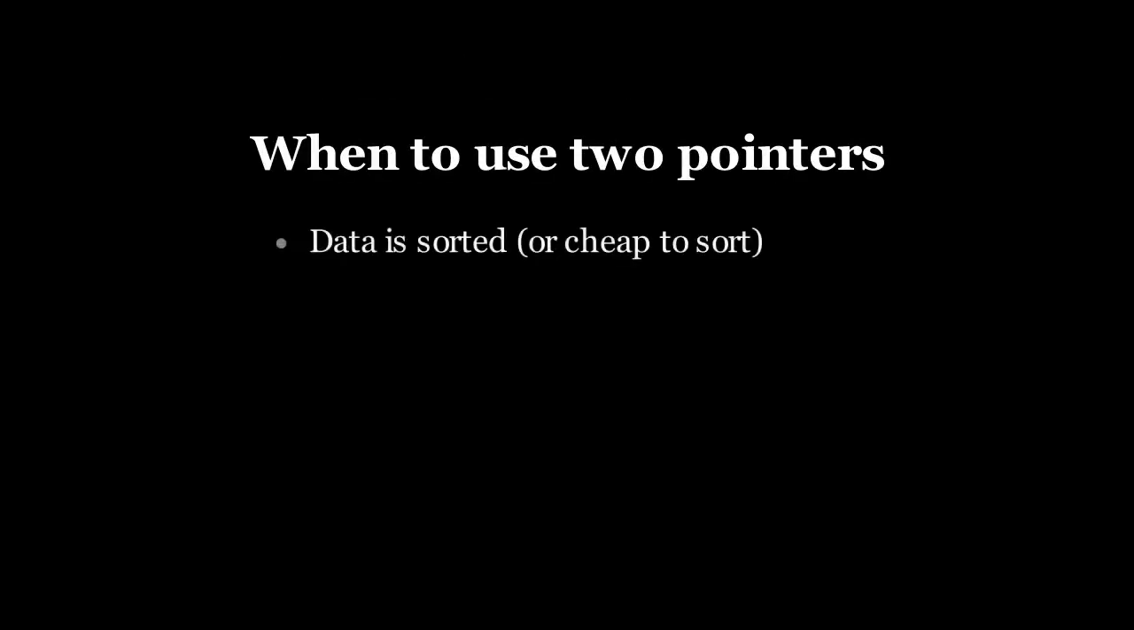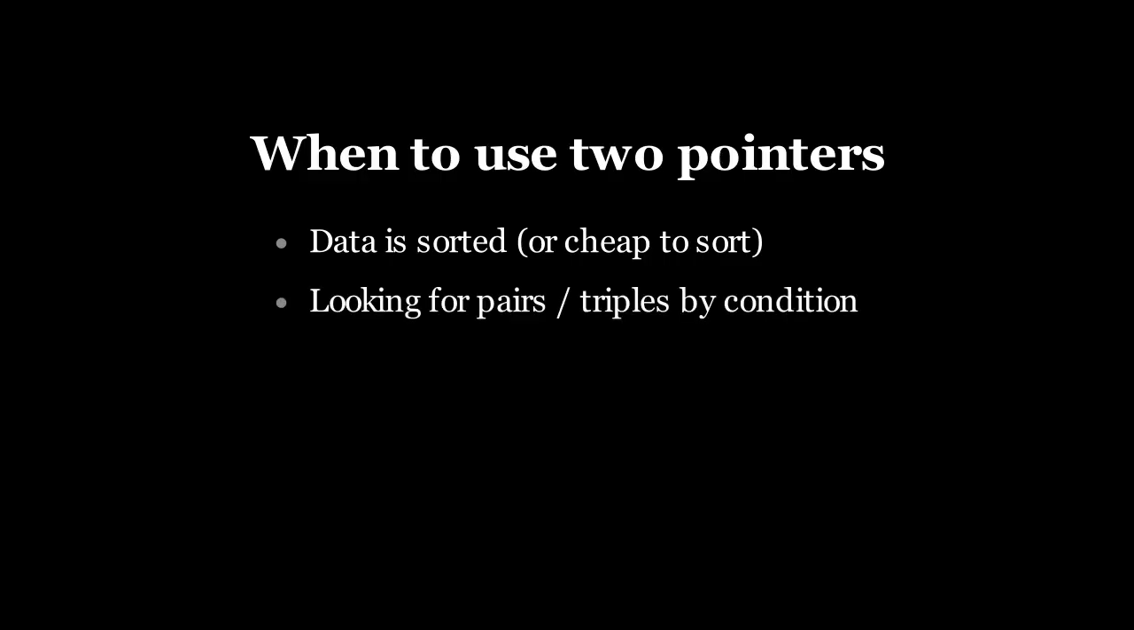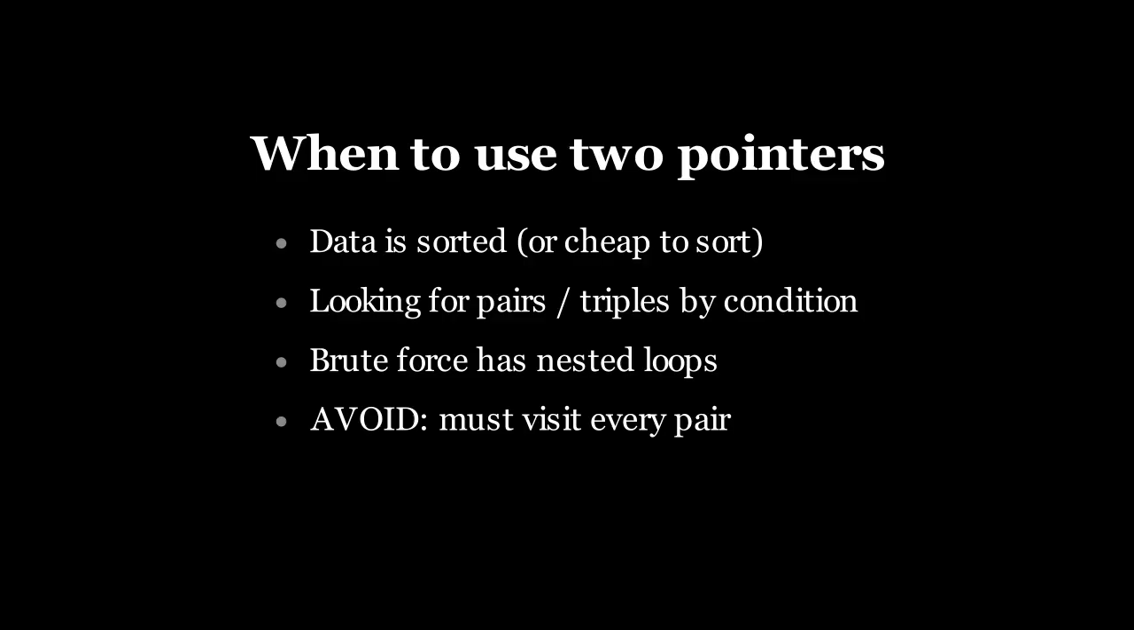When should you reach for two pointers? When the data is sorted, or you can sort it cheaply. When you're searching for pairs or triples that satisfy a condition. When the brute force has nested loops and you can avoid them by walking with intent. Avoid it when the problem genuinely needs every pair, and use a hash map when sorting isn't free.